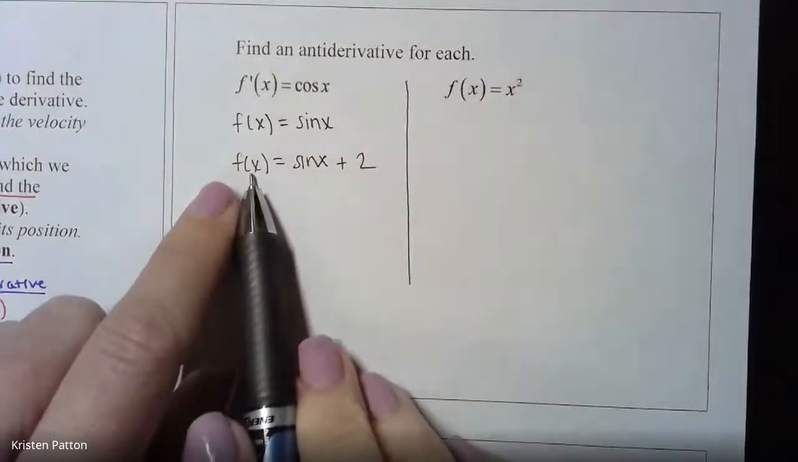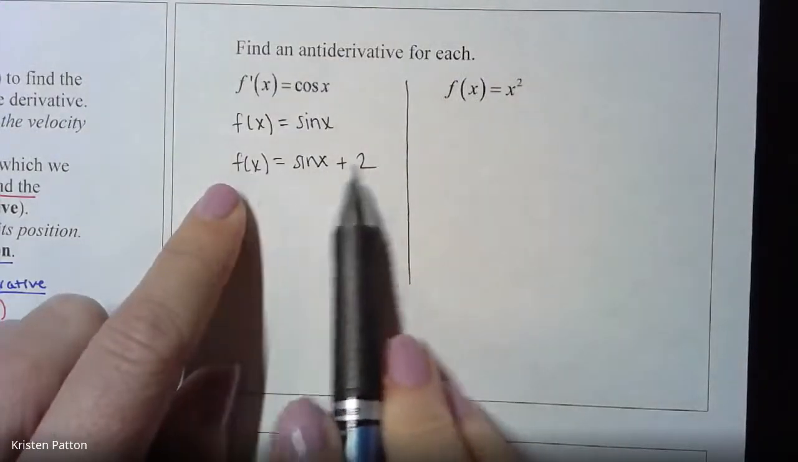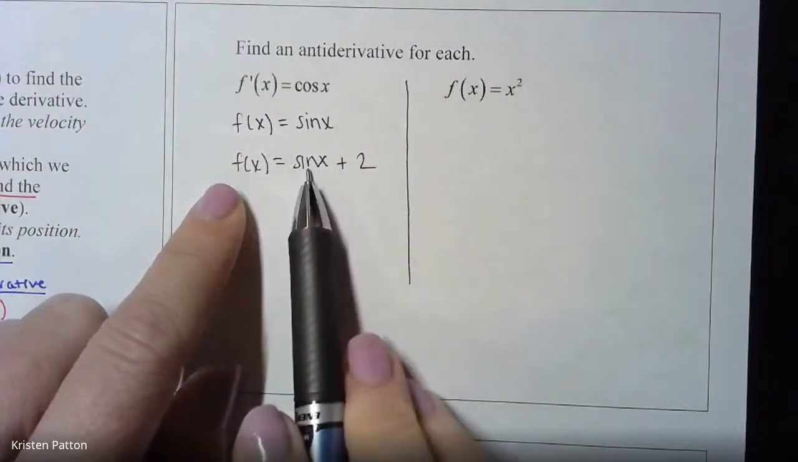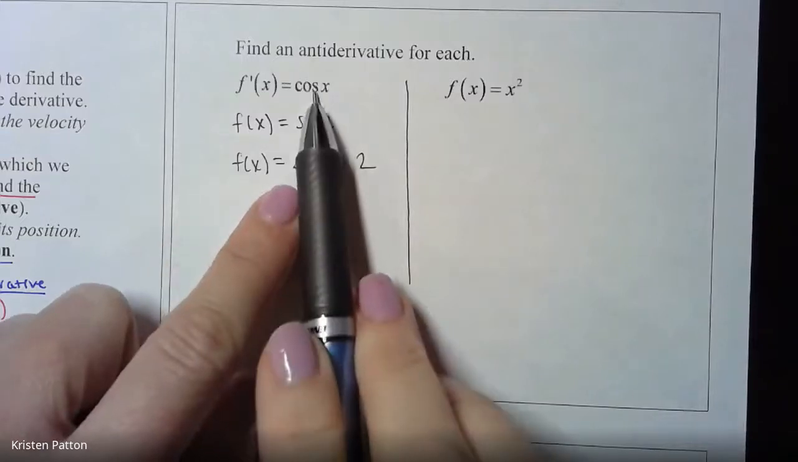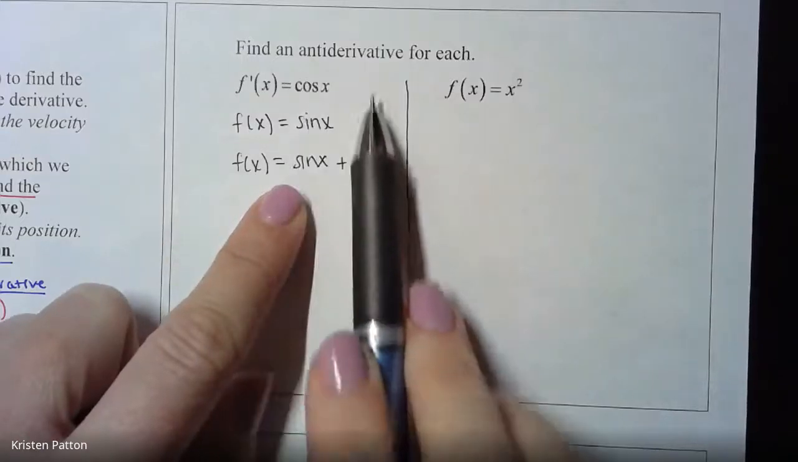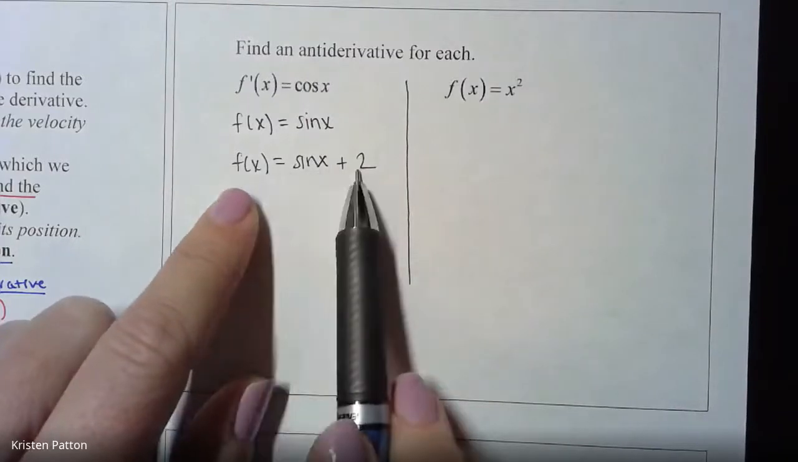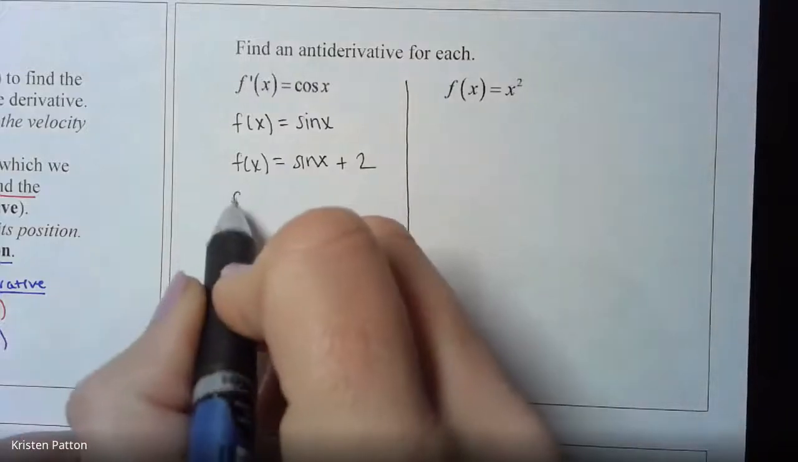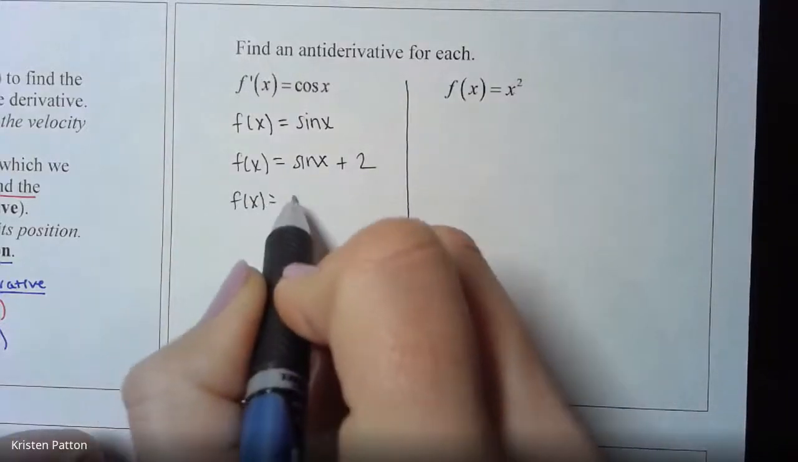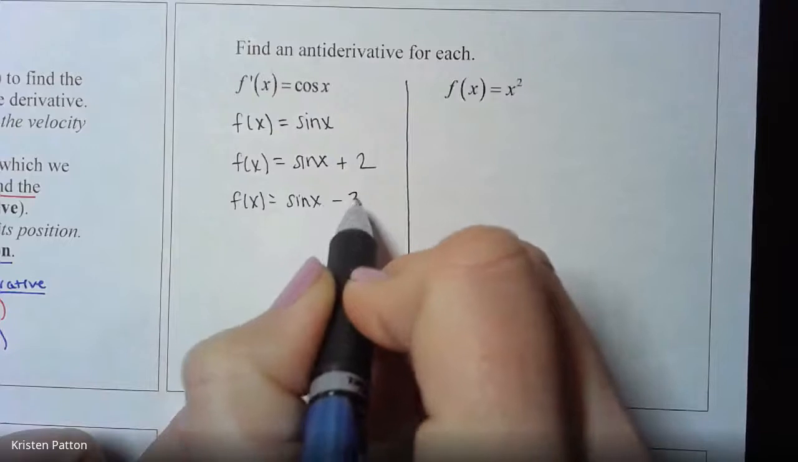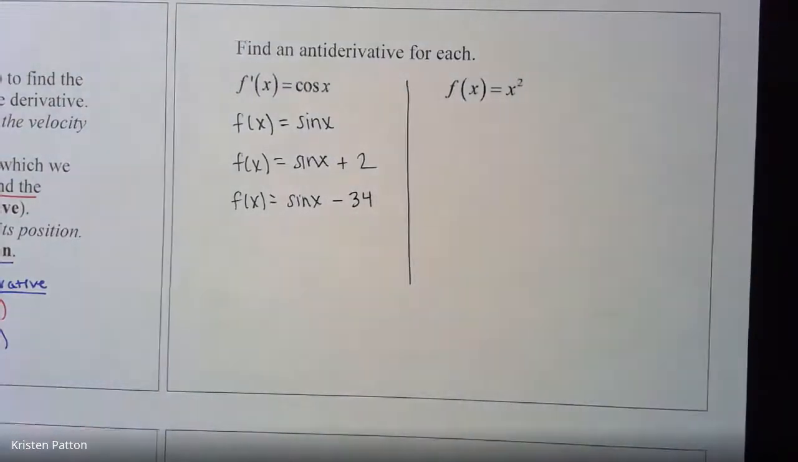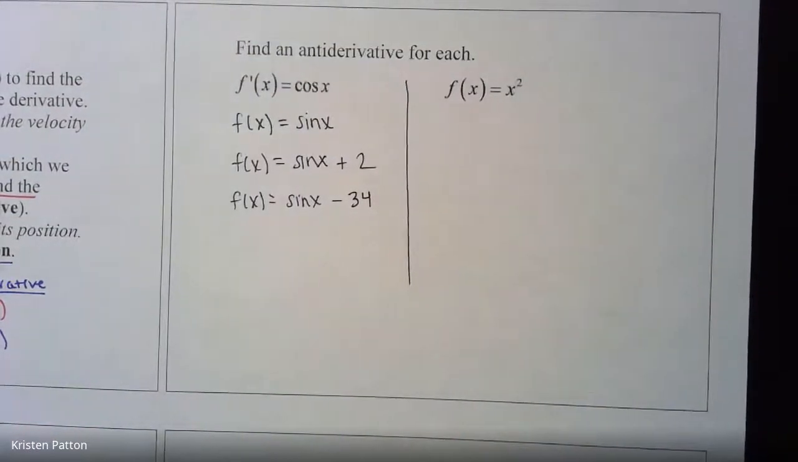If I'm saying this is f of x, and I go to find its derivative, well, the derivative of sine x is cosine x, and the derivative of 2 is 0, isn't it? So isn't this also a possible answer? What about this? Does that also work?